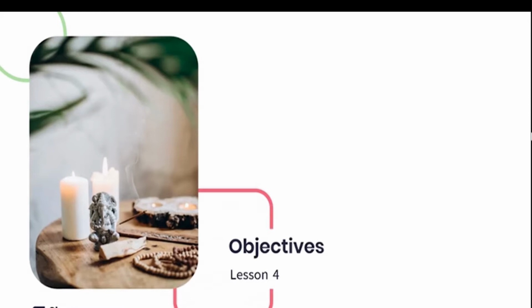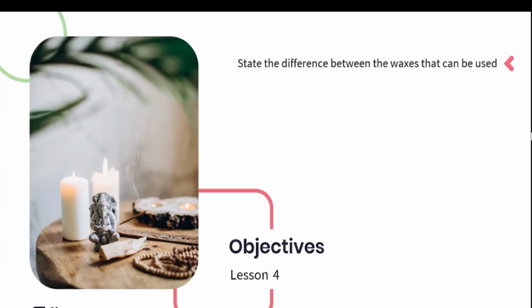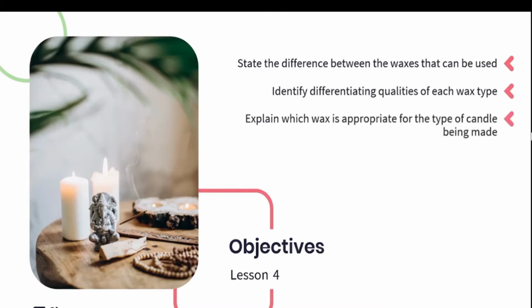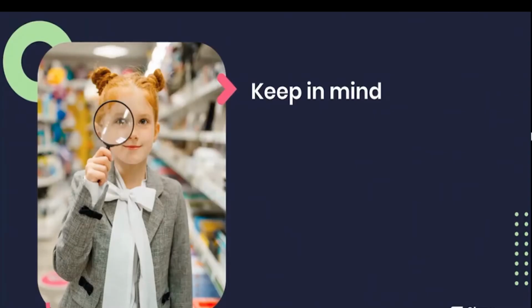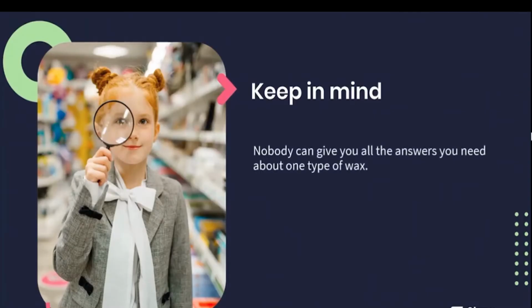During this lesson, we are going to be discussing the following objectives: stating the difference between the waxes that can be used, identifying differentiating qualities of each wax type, and explaining which wax is appropriate for the type of candle being made. It's a good idea to keep in mind that nobody can give you all the answers you need about one type of wax.